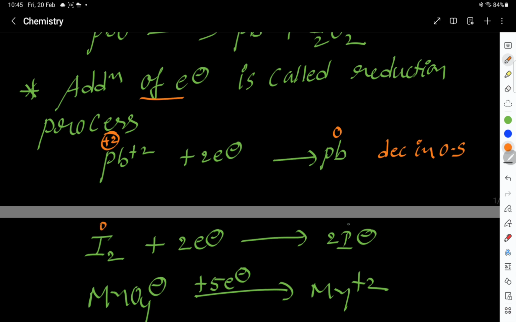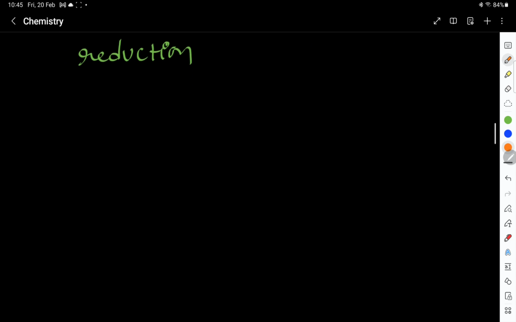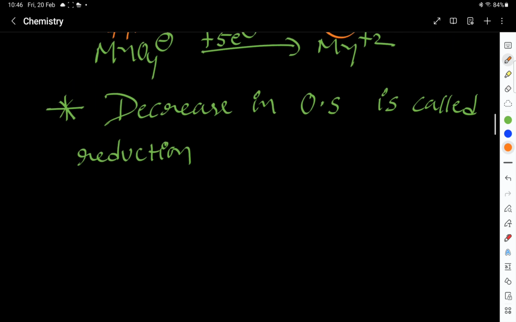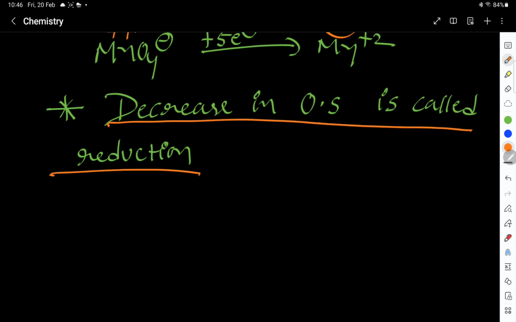Iodine oxidation state 0. Here its oxidation state is -1, as we witnessed. It is also a decrease in oxidation state. Here the manganese oxidation state is +7 and this oxidation state is +2. Therefore, this is also a decrease in oxidation state. So on the whole, whether it is addition of hydrogen, removal of oxygen, or addition of electrons, simply we can give a statement for reduction: decrease in oxidation state is called a proper reduction process.